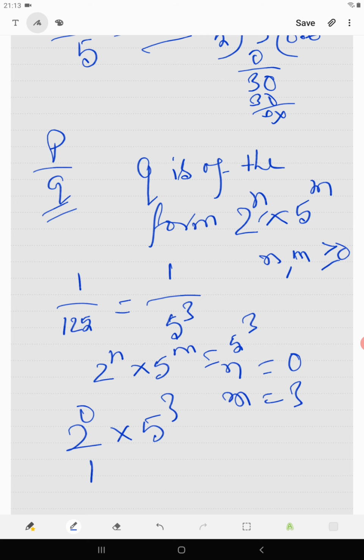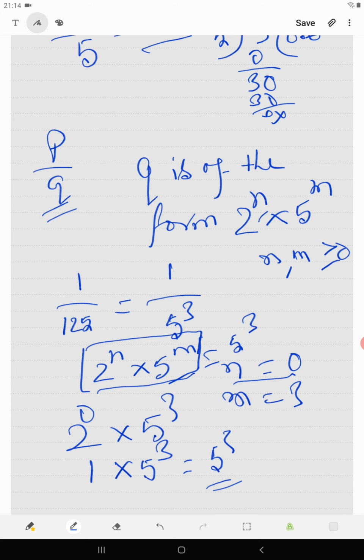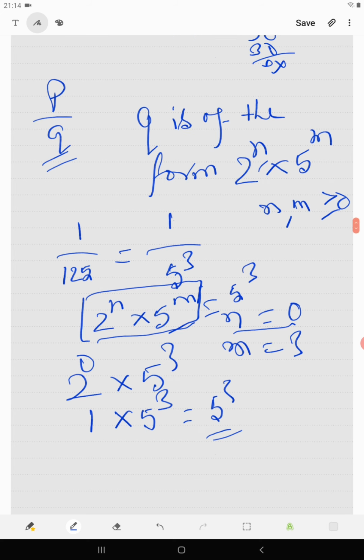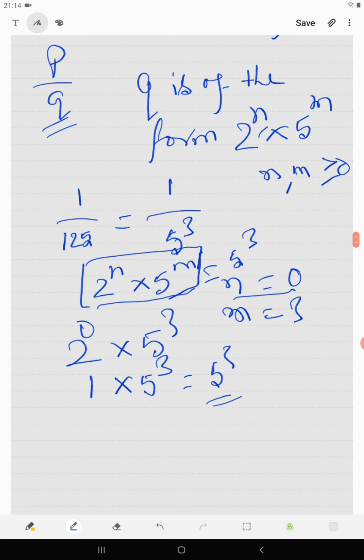So 2 to the power 0 is 1. So 1 into 5 cube. So we got 5 cube. You see over there, here I have put n as 0 and m as 3. So if you put these values, you get 5 cube. So of course in this expression 1 by 5 cube, n is 0, that is, the power of 2 is 0 and the power of 5, that is m, is 3. Okay. So this satisfies this form.